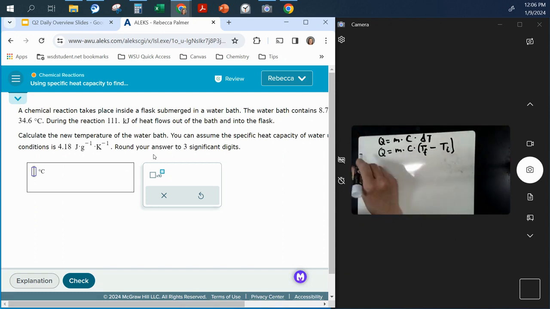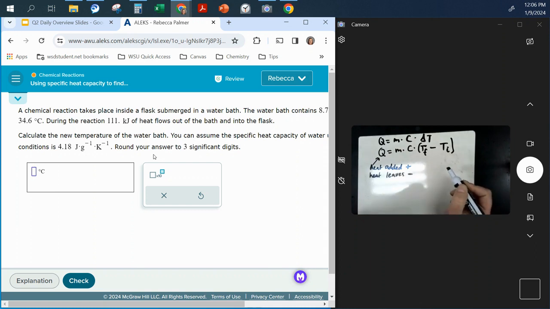Okay, so for this question we need to watch what the heat does. This is our heat. If heat is added, then the heat should be positive. If heat leaves the bath, then that needs to be negative to show that the temperature should go down, since the heat is leaving the water bath. Just so you have a picture in your head, maybe we have our water bath on a heating pad or a hot plate, and our system, our reaction, is in the water bath.